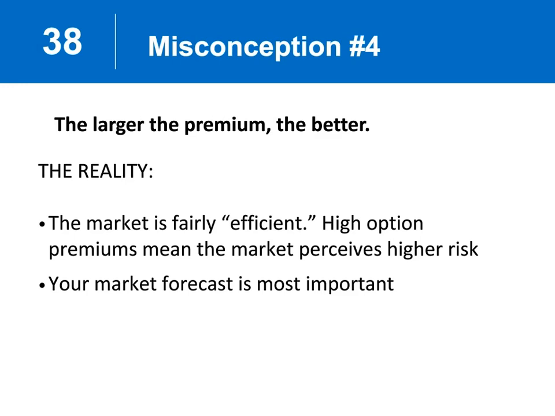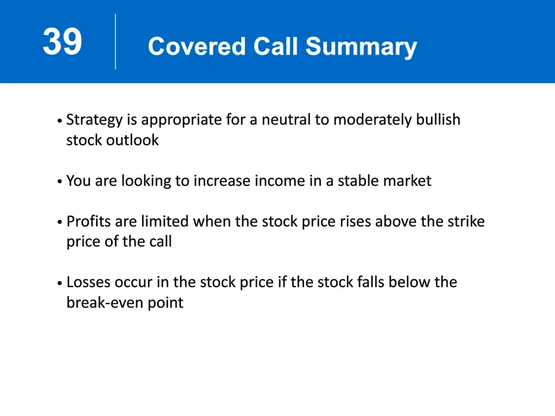Now we're just going to summarize everything that we talked about here today. This covered call strategy is appropriate for a neutral to moderately bullish stock outlook. We've said that 10 times today. You'll hear it in your sleep tonight. You're looking to increase your income in a stable to moderately higher market. That's by the call premium you receive. You know that you're limiting your profits on the upside. You accept that to sell the call option and receive the premium, so you can't participate in a large move higher. You understand it. You're willing to take that on. And you also know that your risk on the downside is similar to that of owning stock. It's a little bit better, but it's similar.